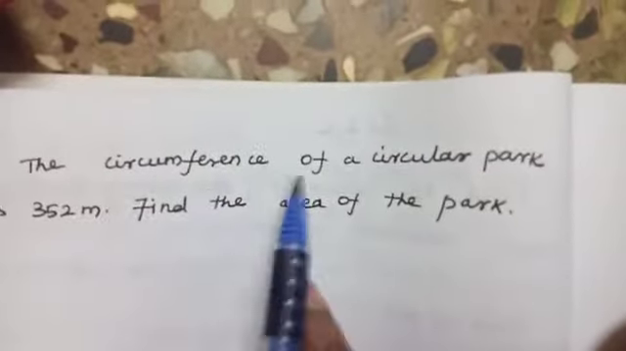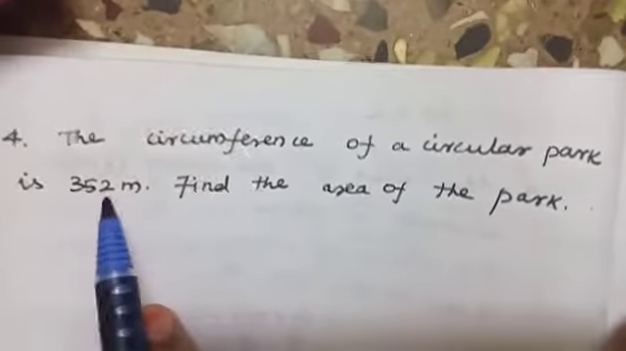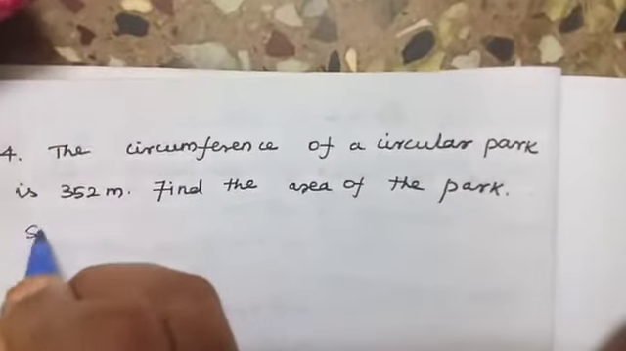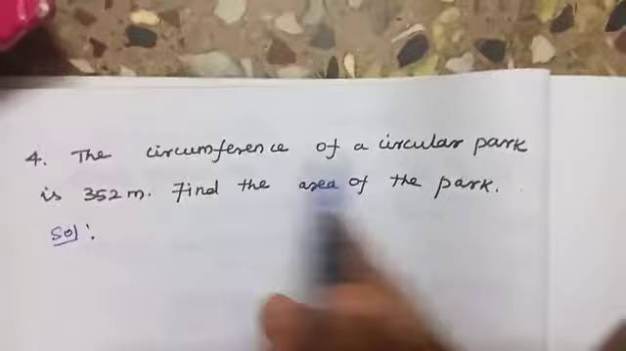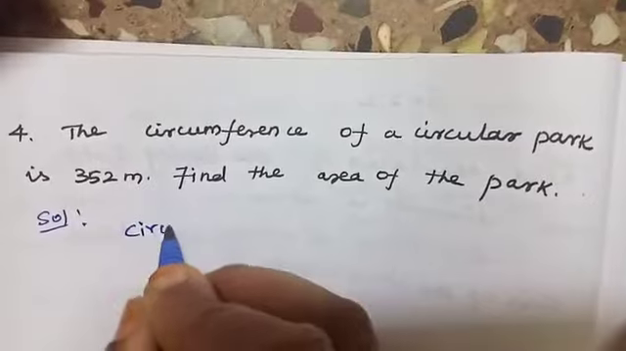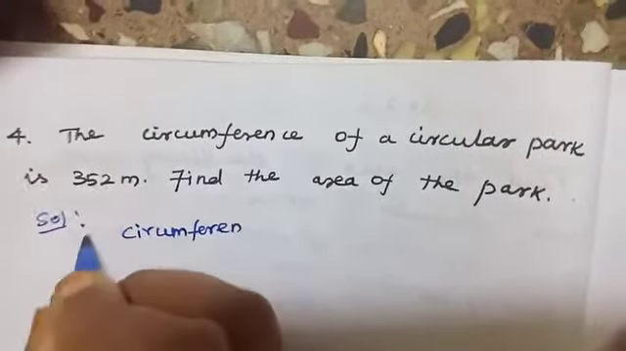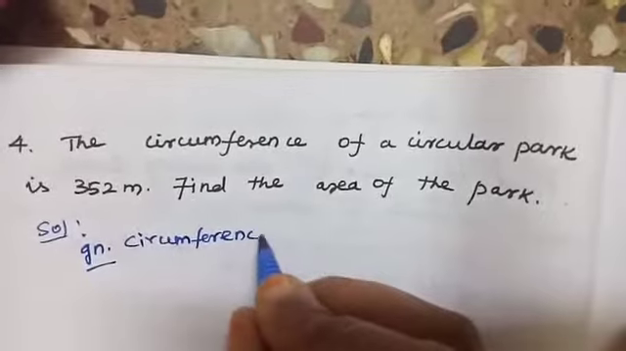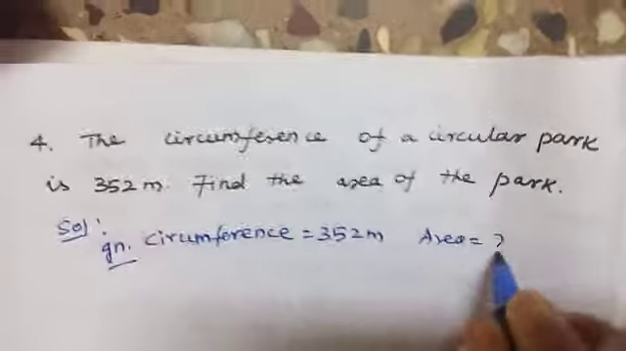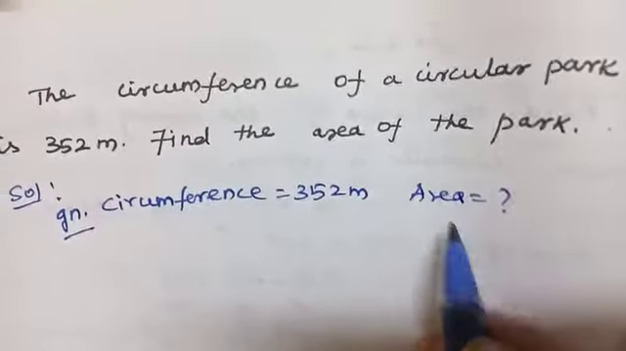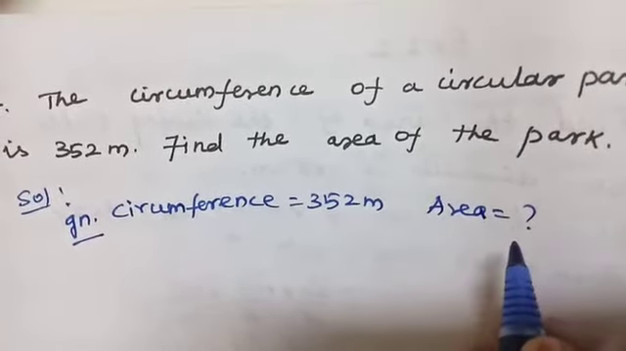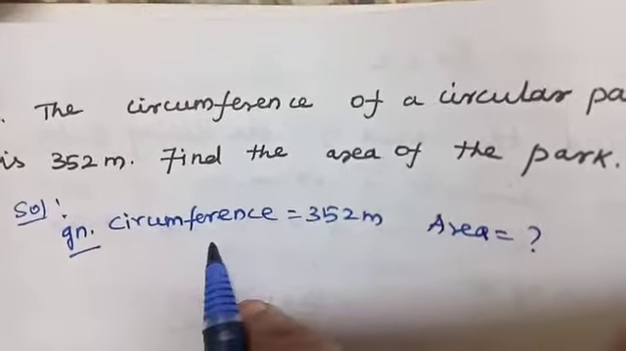Fourth question: the circumference of a circular park is 352 meter. Find the area of the park. First we write the given part. Circumference is equal to 352 meter. We find the area. For the area we need r, because the formula is pi r square. So first we find the radius with the help of this circumference.